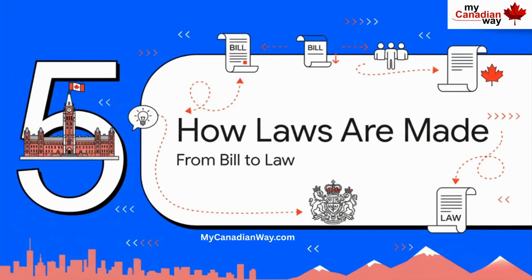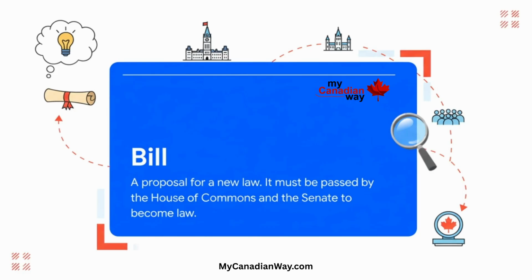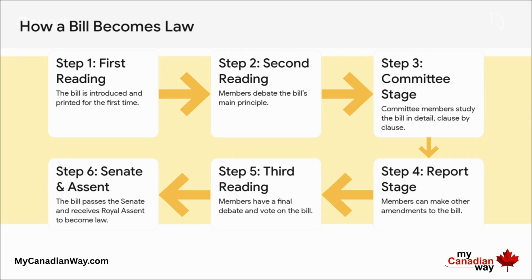Okay, so now we know about the different parts of our government. But how do they all work together? How does a simple idea become an actual law for all of Canada? Let's find out. Well, every law starts as an idea, and that proposal, that idea for a new law, is called a bill. You can think of a bill as the first draft of a law, and that draft has to go on a long journey through Parliament to get approved. Let's look at the steps together, nice and easy.